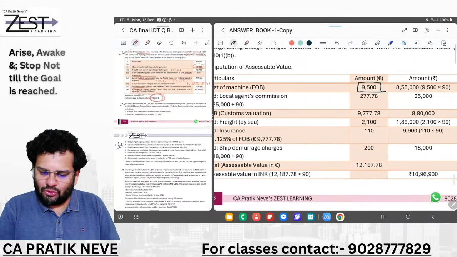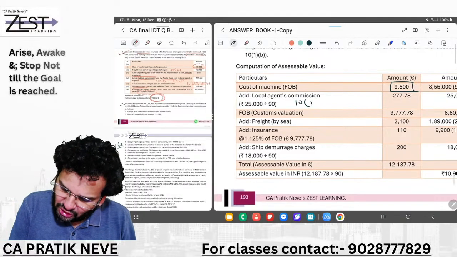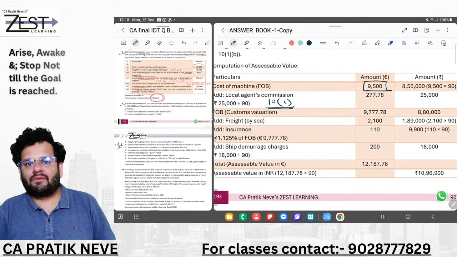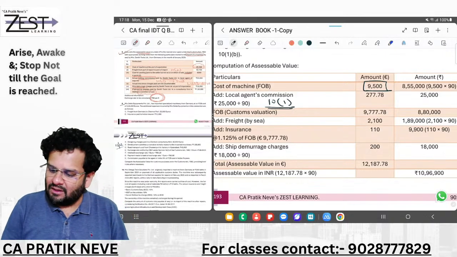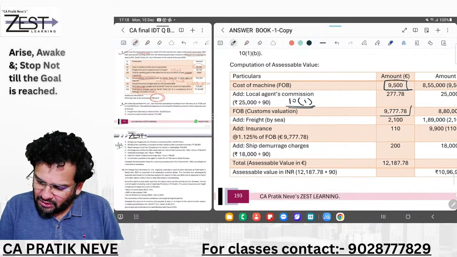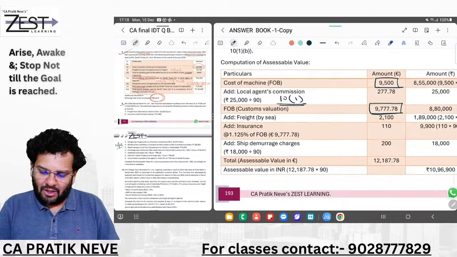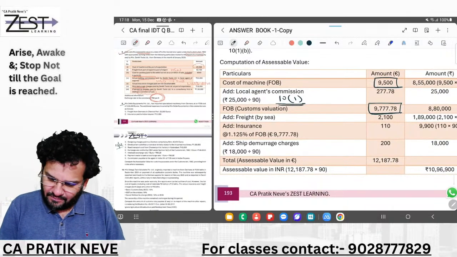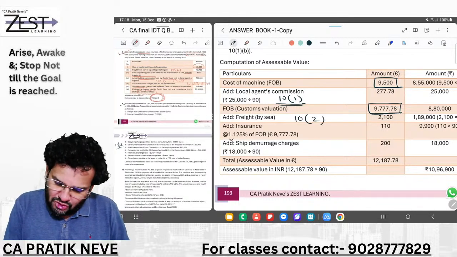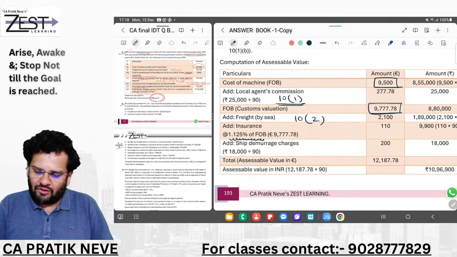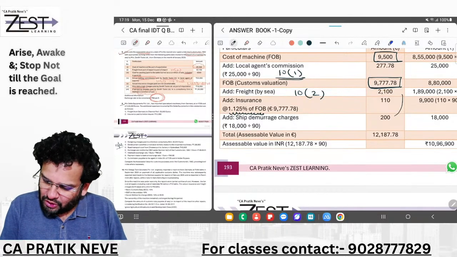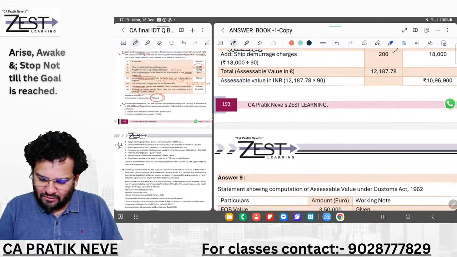As I discussed with you, local agent's commission is an adjustment of 10(1). You will include it, but it was given in rupees. For the time being, convert it into euros. Why convert it into euros? Because FOB we want in euros, as freight is in euros. So freight you will add, actual adjustment of 10(2). Now insurance you will take as 1.125% of FOB, and ship demurrage charges are a part of transport cost actually. That will give you assessable value.